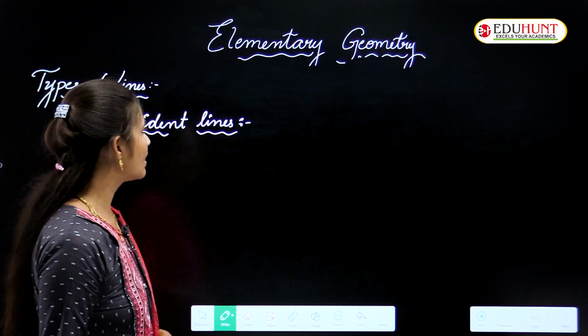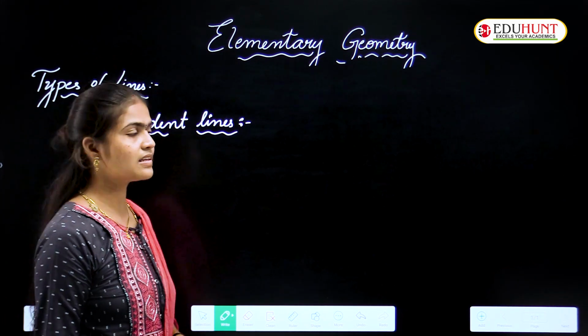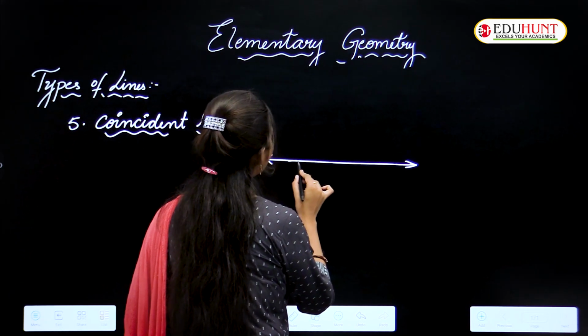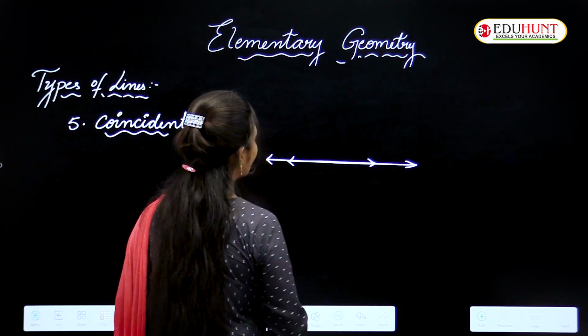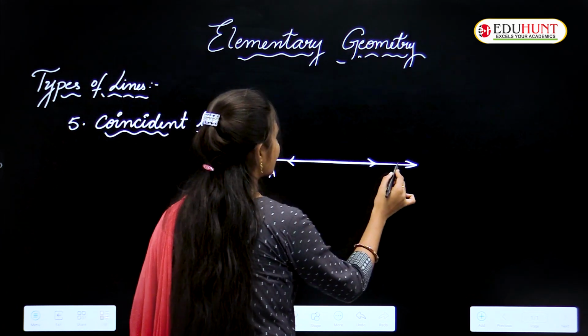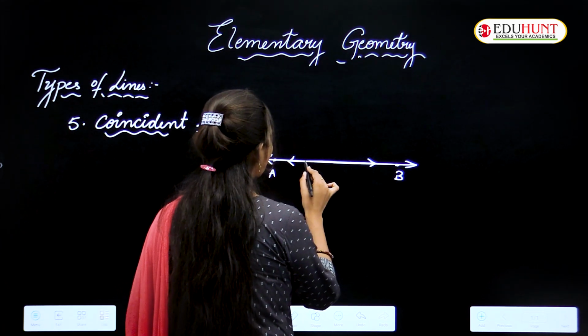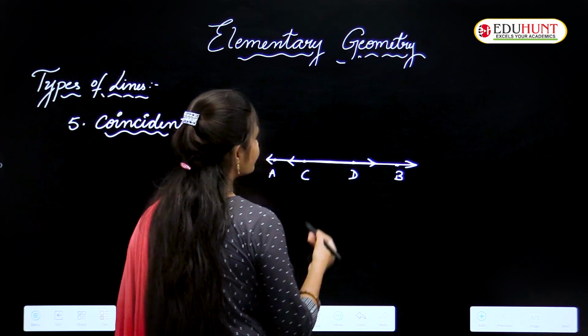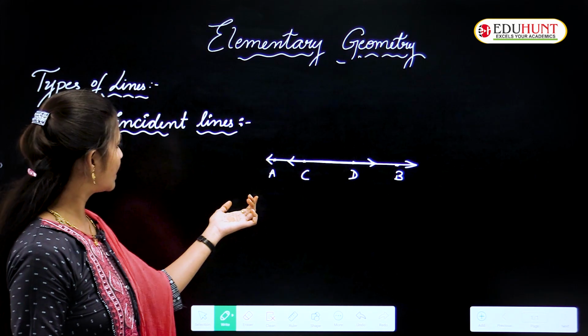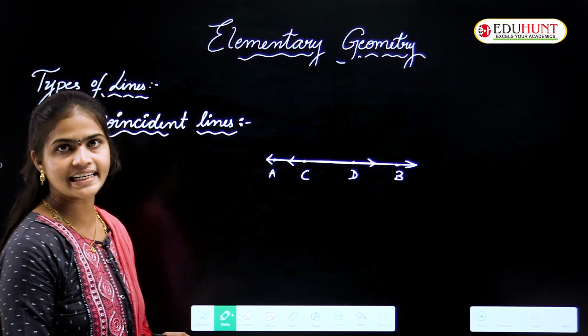So the next type and the last one is coincident lines. Here coincident lines means two lines are overlapped on each other. Two lines overlapped on each other. Here the first line I am going to take as AB and this is CD. Here we can observe two straight lines, one of them is AB, another one is CD.